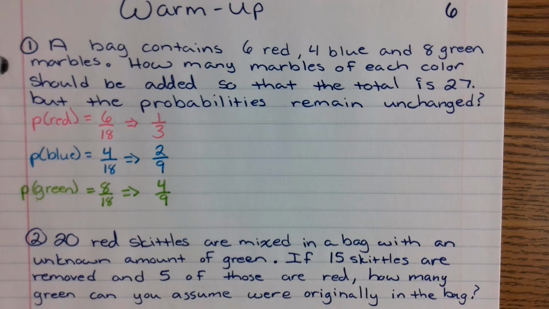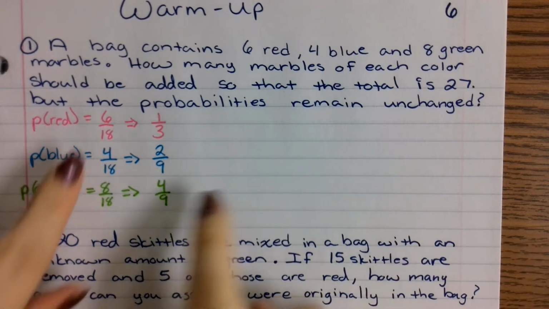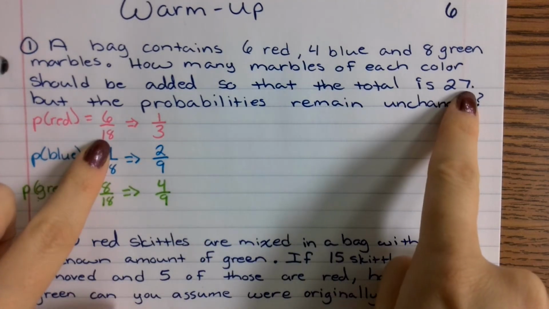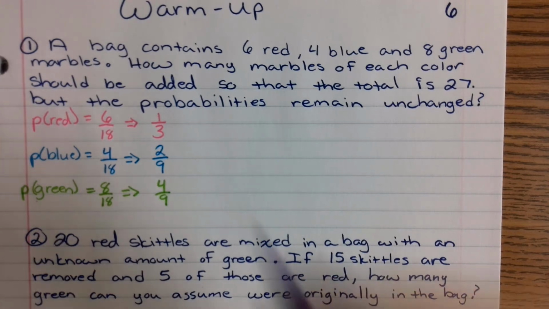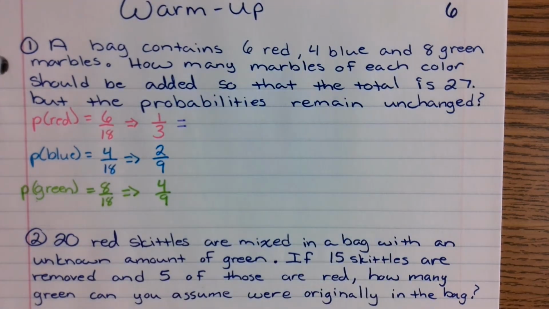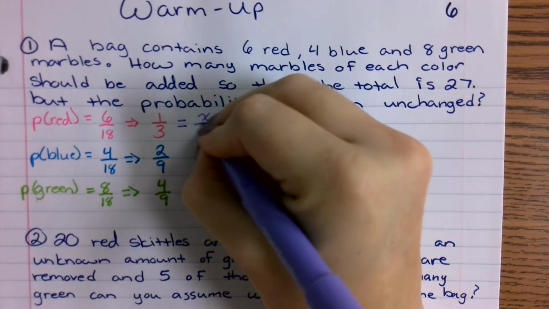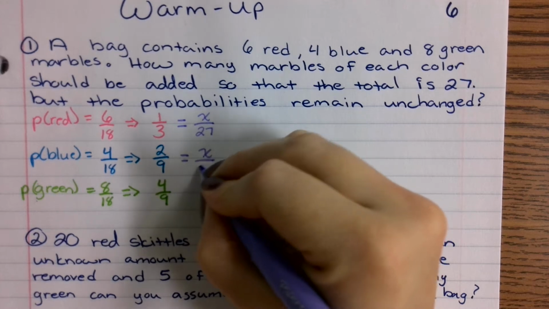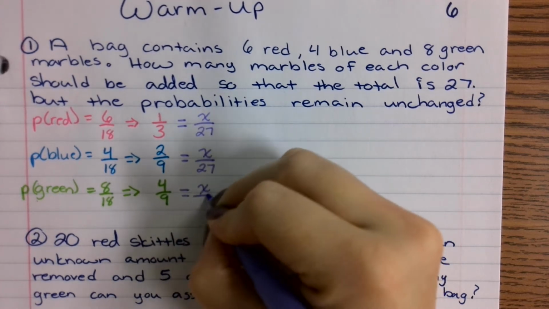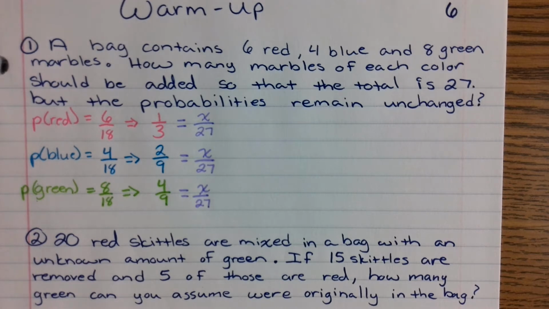I want those probabilities to remain unchanged in their equivalent form, but instead of having 18 as the total, I now want 27 as the total. So this is something that you guys learned back in 6th grade with ratios and proportions. That if you want an equivalent ratio, you just need to figure out how much out of the new total. So what should it now become out of 27? What should it now become out of 27 for all of them? So it's setting it up as a ratio or a proportion.